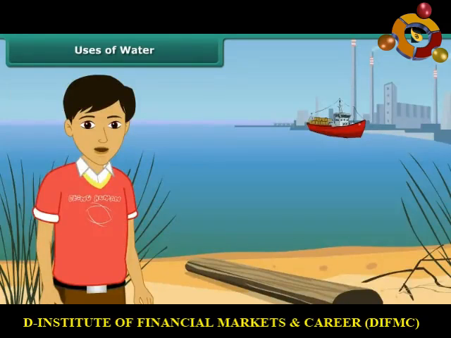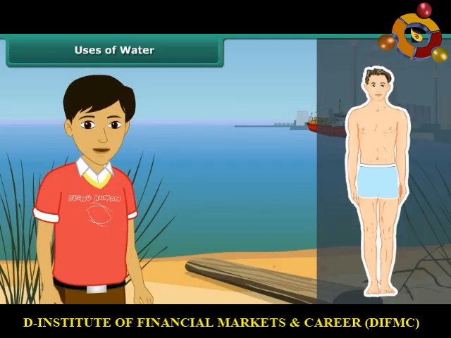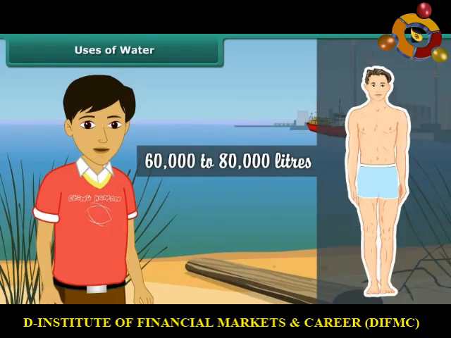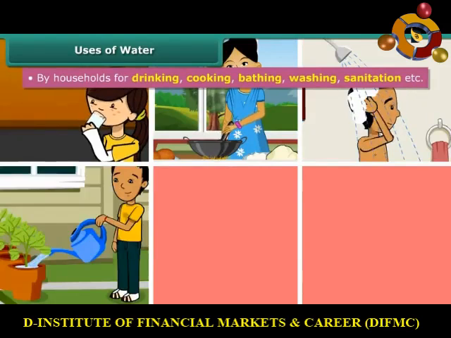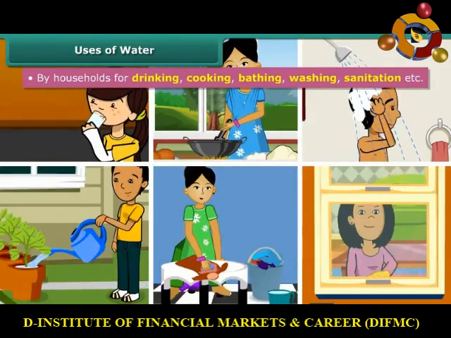We use water for various different purposes. On an average, a human being consumes about 60,000 to 80,000 liters of water in his lifetime. Water is used in households for drinking, cooking, bathing, gardening, washing, and cleaning purposes.